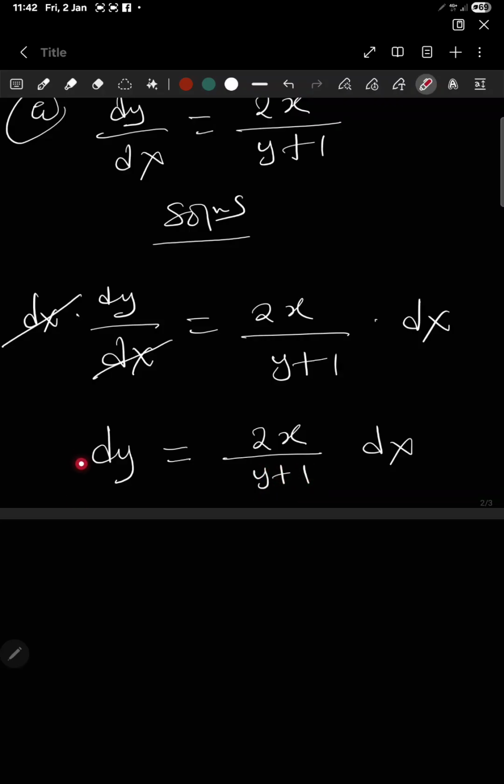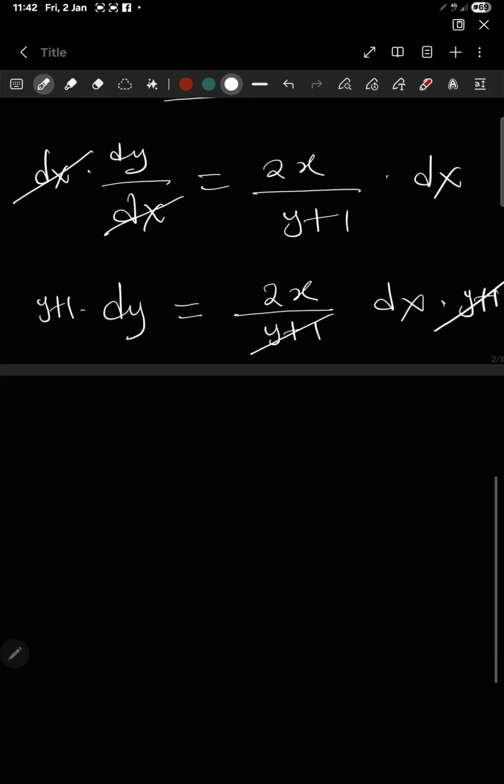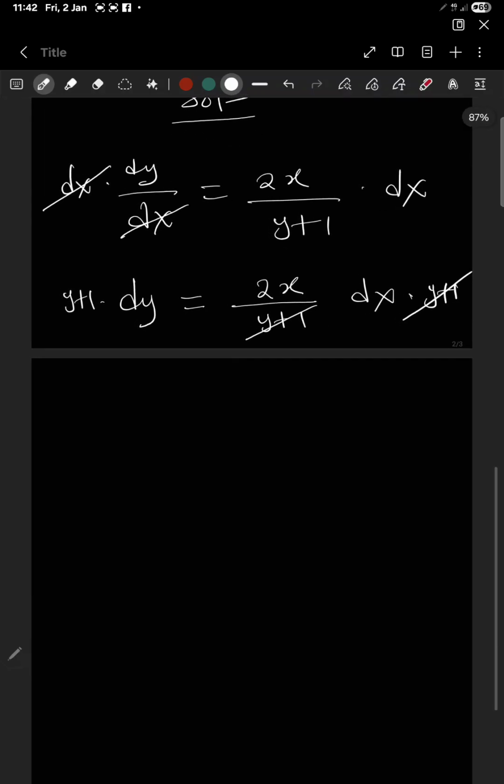We need to take it to this side of the equation in order for us to only remain with the 2x dx that side. So by doing so, we are going to also multiply this equation throughout by y plus 1. This side also we multiply by y plus 1, so that this y plus 1 and the y plus 1 there will go. Then we end up having, this side, y plus 1, which is this one here. And then dy, so we write the dy is equal to this side also, we have 2x dx.